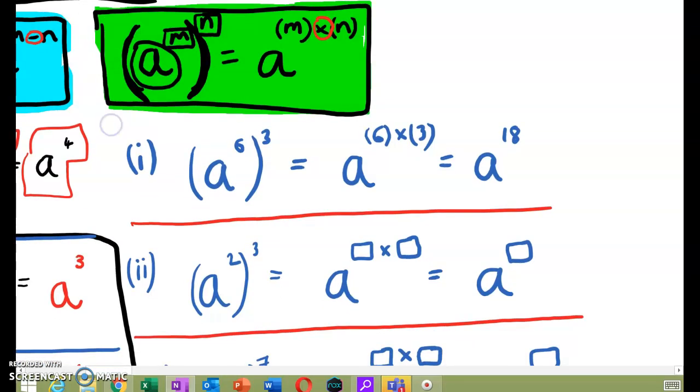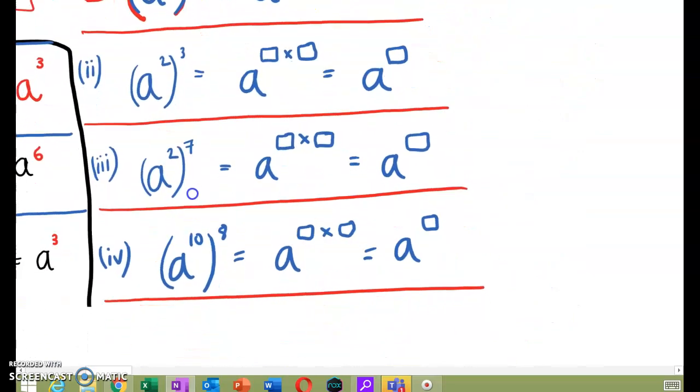So the first one here, let's do an example. A to the power of 6, and then you see the brackets, and then outside the brackets you have another number, another power. What do I have to do? I've got to multiply the two powers. I've got to multiply the 6 by the 3. That's where that comes from, 6 and 3. And when I do that, I get a to the power of 18. So I multiply the powers.